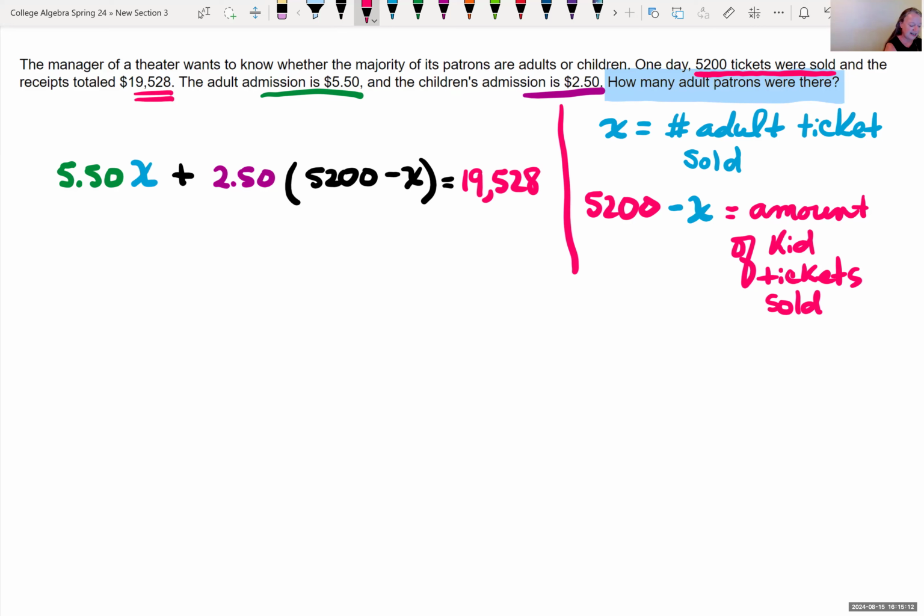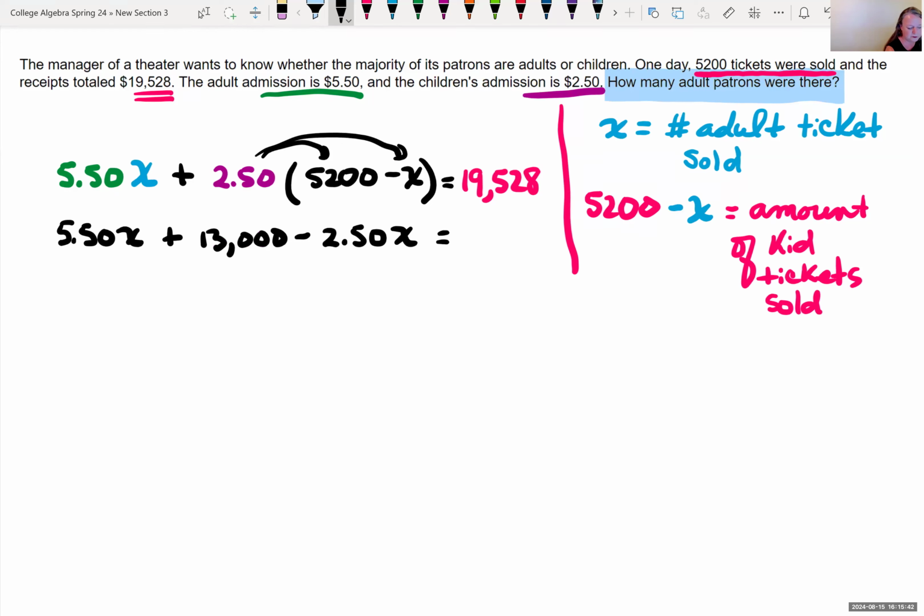So let's simplify down the left-hand side. We can do that by distributing the $2.50 or 2.5 to each piece. So I have 5,200 times $2.50. That gives me 13,000. So plus 13,000 minus 2.50 times x. This is equal to 19,528.